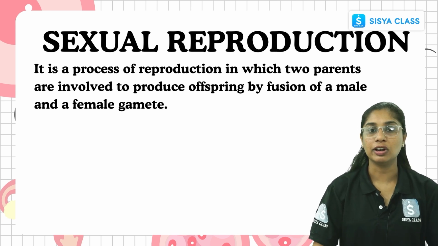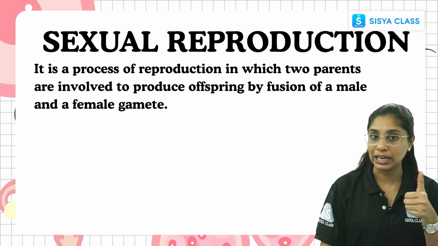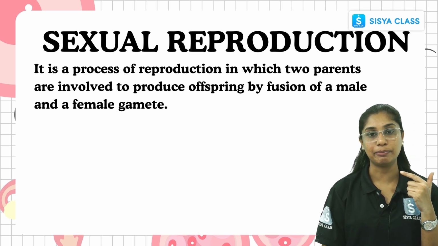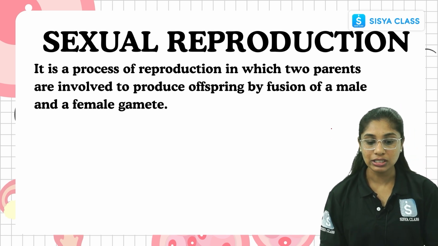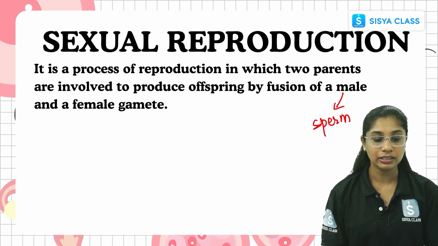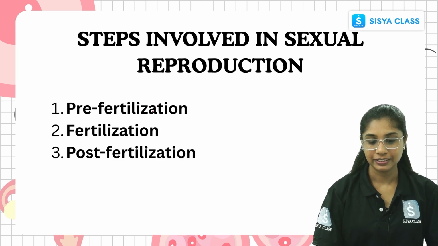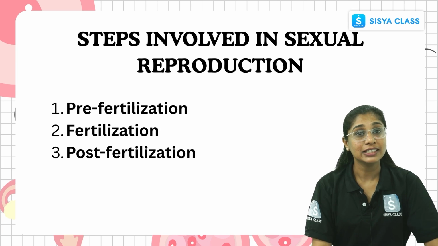So sexual reproduction is a biological process which involves two parents. One is the male parent, another one is the female parent. Here it involves the fusion of the male gamete, which is sperm, and the female gamete, which is ova or egg. Clear? And it involves three steps.